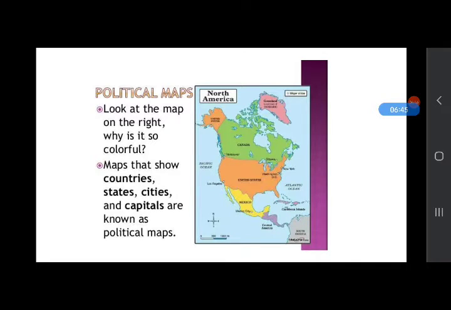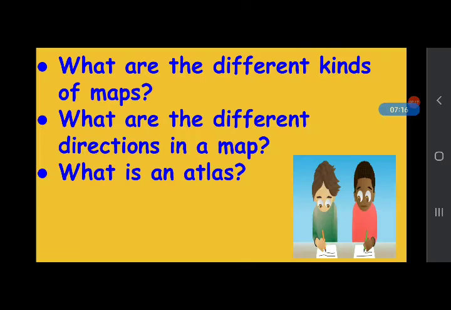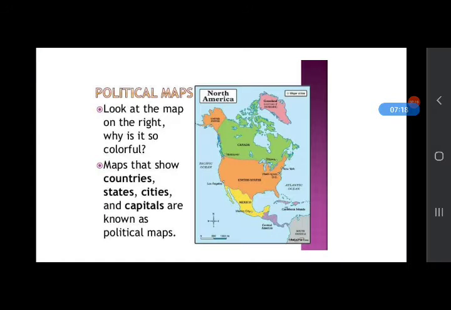So there are two kinds of maps. One is a physical map and the other is a political map. A physical map shows physical features of the earth or landforms, rivers, valleys, lakes, plateaus, plains, water bodies, deserts, and so on. And political maps show countries, continents, states, capitals, cities, and so on.